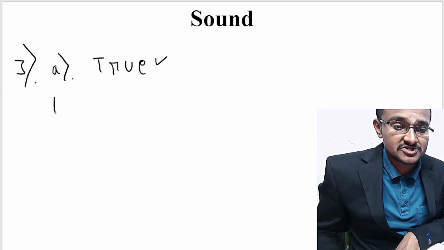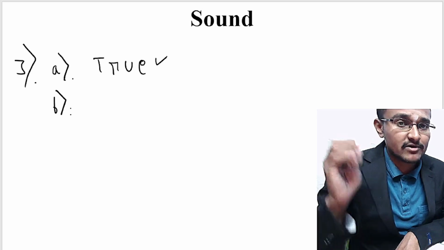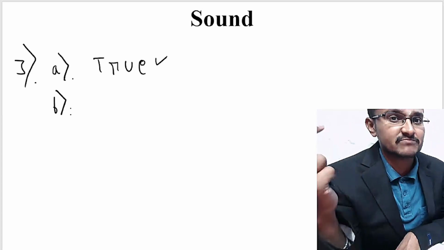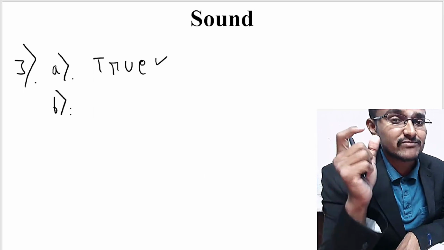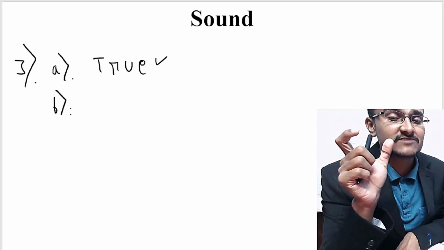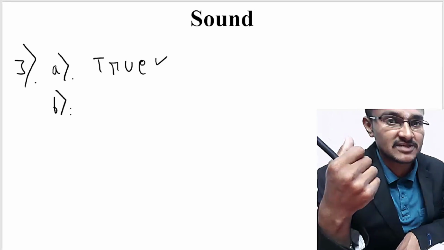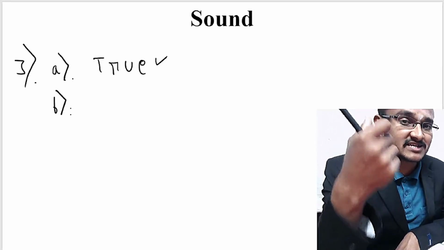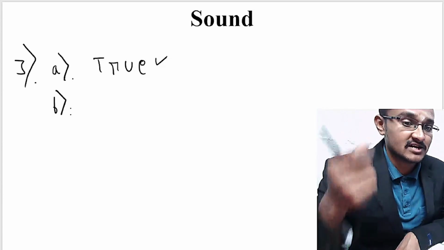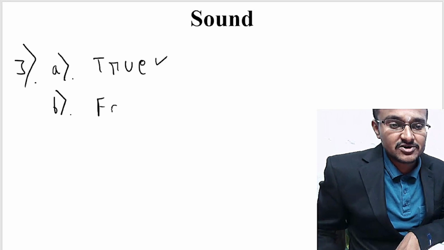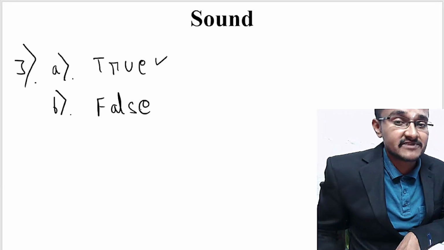Coming to question B, they have given a statement that the number of vibrations generated in 1 second is the time period. It is wrong, because the number of vibrations generated in one second is the frequency of that sound, or the frequency generated by that object. So the correct answer for B is false, because it is not the time period, it is the frequency.